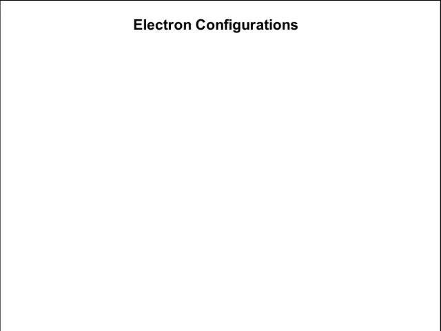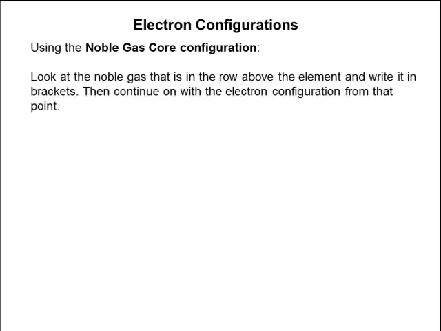Another thing about using electron configurations, we can actually do an additional shorthand notation with it using something called the noble gas core configuration. To write out the noble gas core configuration, we're going to look at the noble gas that's in the row above the element, write it in brackets, and then continue on with the electron configuration. For example, calcium is 1s2, 2s2, 2p6, 3s2, 3p6, 4s2.